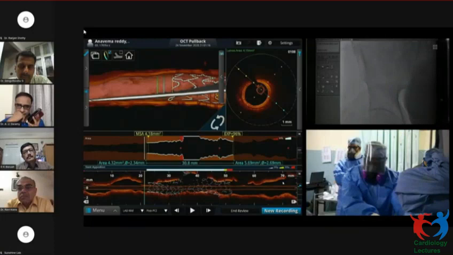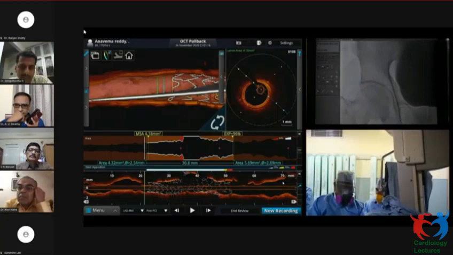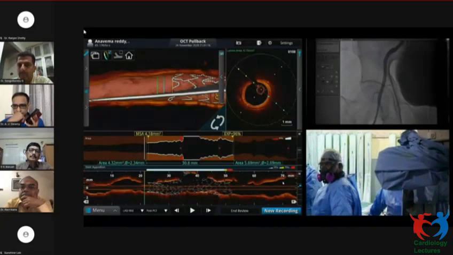Otherwise, without protecting the side branch, definitely the chance of closure is very, very high because the angle is more than 50, and at the same time the length is less than 1.75 mm, and it is a very critical lesion, and at least that's the calcium.